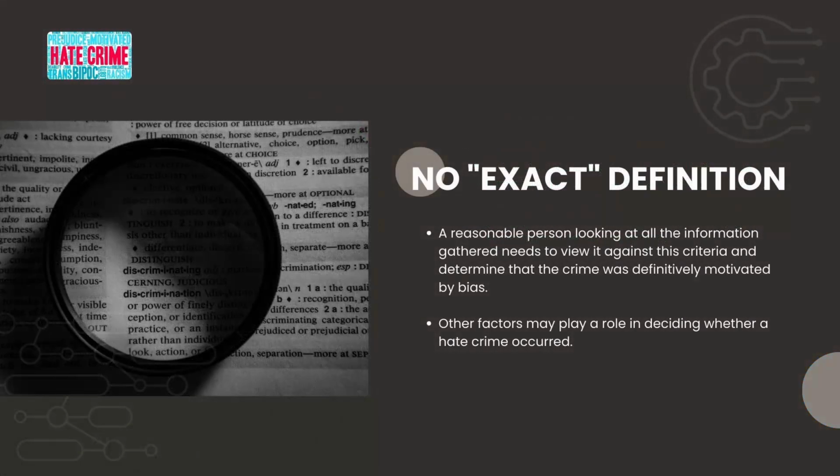None of these criteria are a one-shot deal. There's no silver bullet or exact definition here. A reasonable person looking at all the information gathered needs to view it against this criteria and determine that the crime was definitively motivated by bias. Other factors, even those not previously mentioned, may play a role in deciding whether a hate crime occurred. Any facts that provide clear evidence that the offender's bias motivated them to commit the crime are applicable.